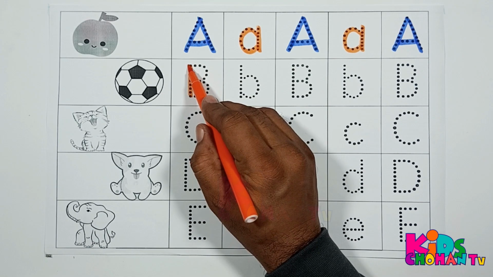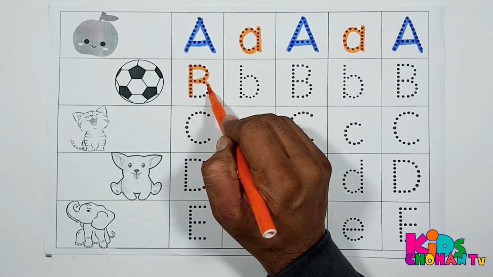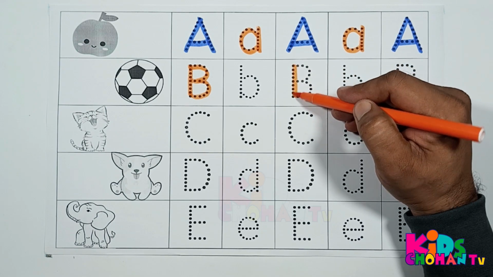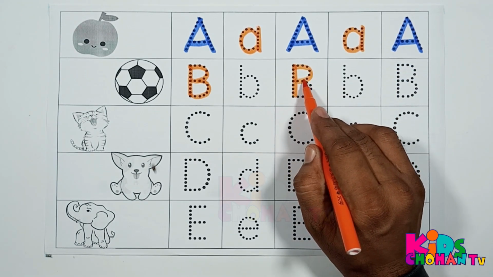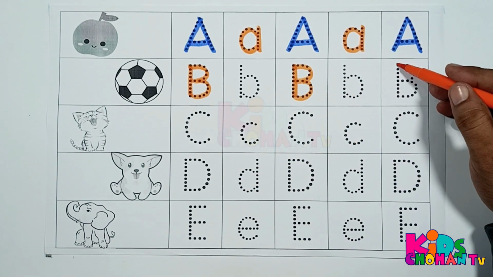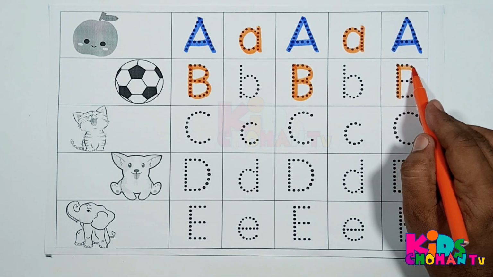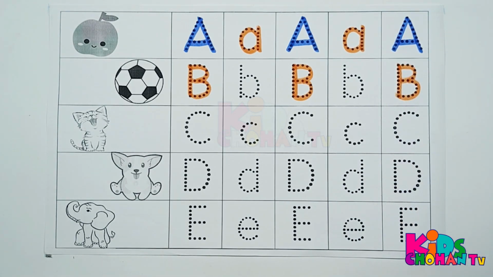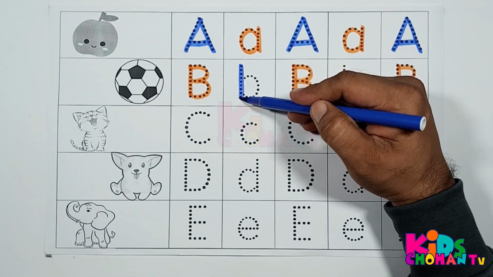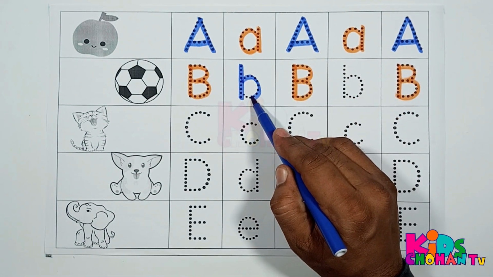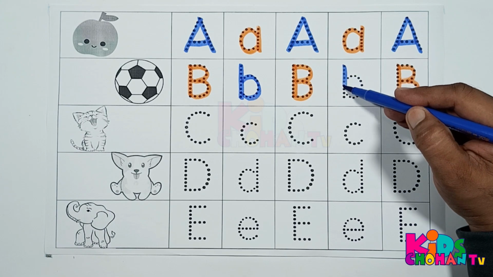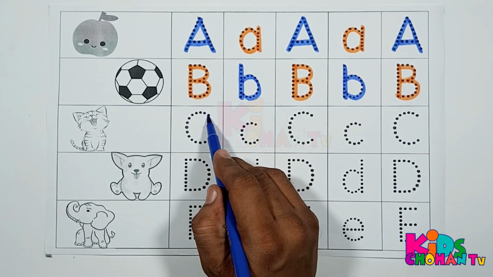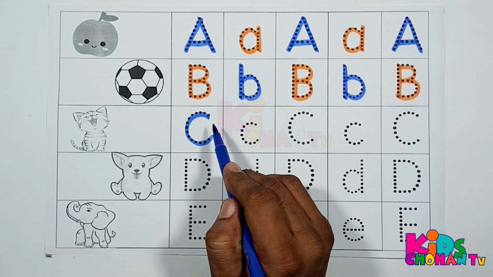Now kids, we are tracing letter B. B for ball. B for bat. This is letter B. B for balloon. Kids, we are tracing letter B. This is letter B.